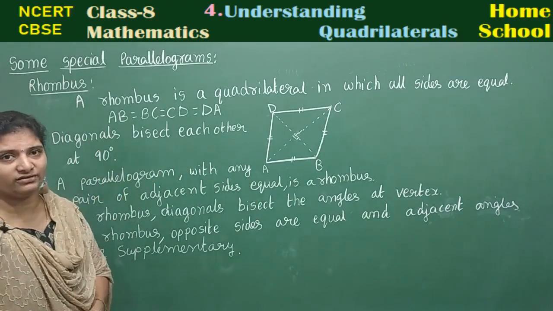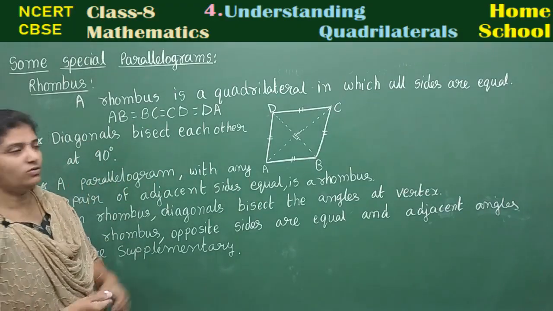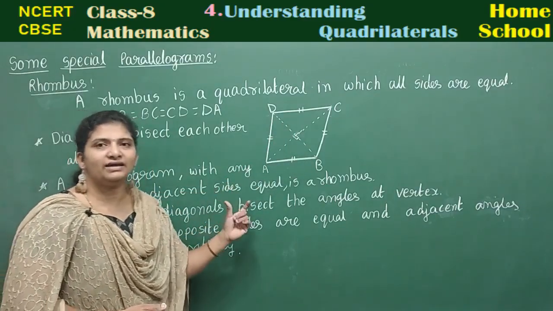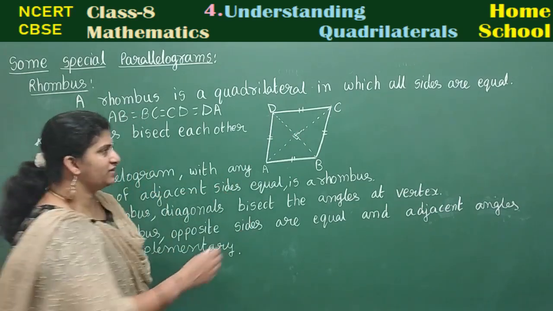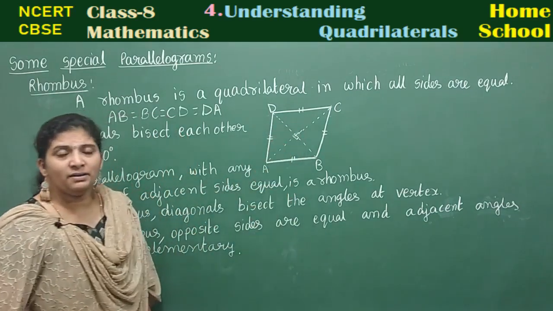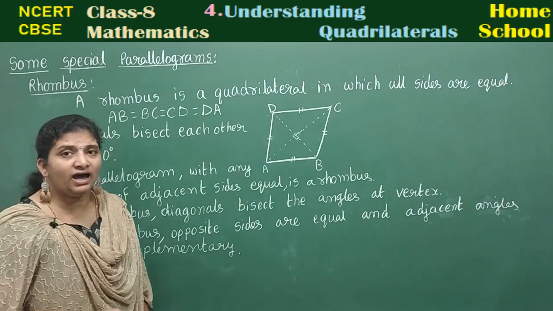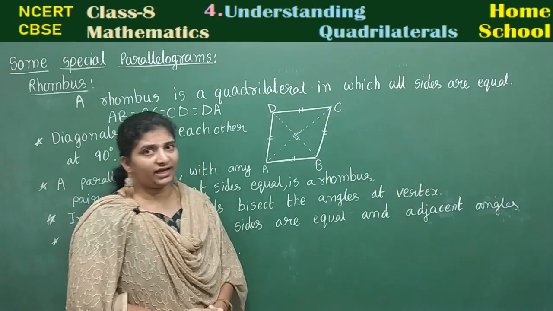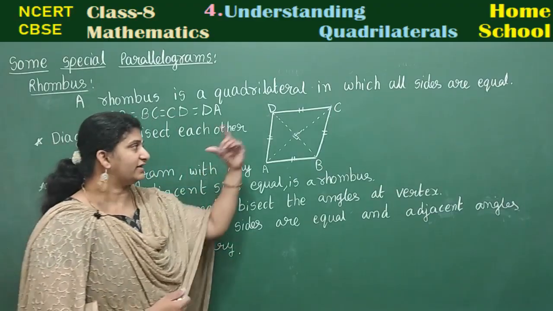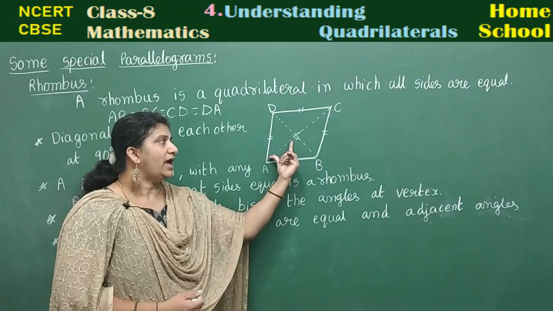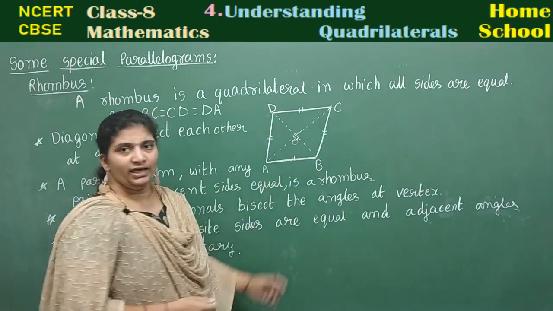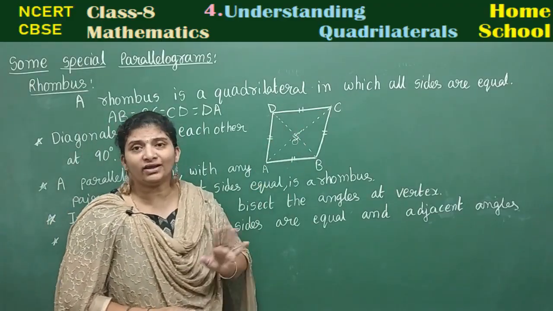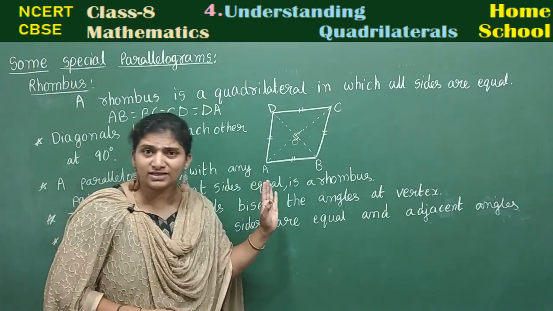Diagonals bisect each other at 90 degrees. What are the diagonals? AC and BD are the diagonals. Diagonals bisect each other at 90 degrees means the two diagonals are perpendicular and they are bisecting. When diagonals bisect, understand here children carefully, AO is equal to OC and BO is equal to OD. But AC is not equal to BD; the two diagonals are not equal.